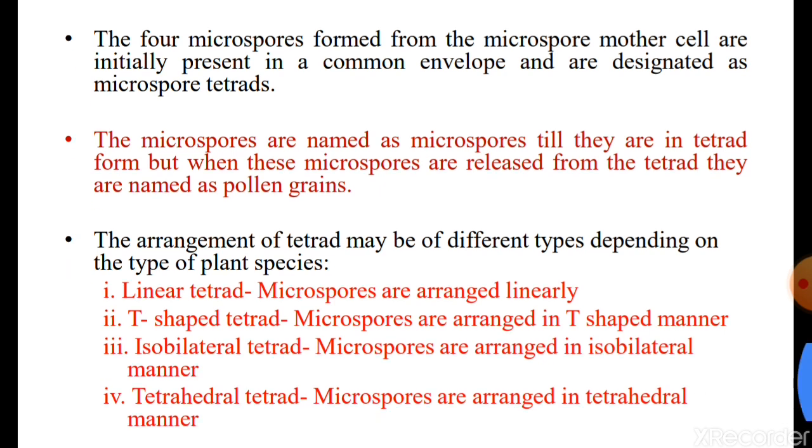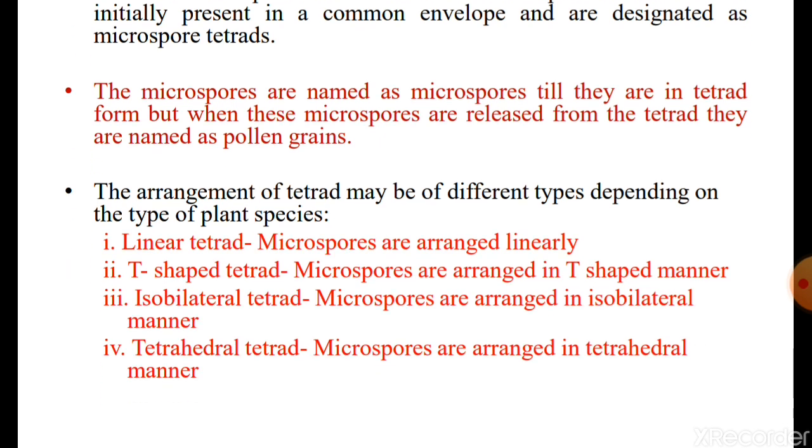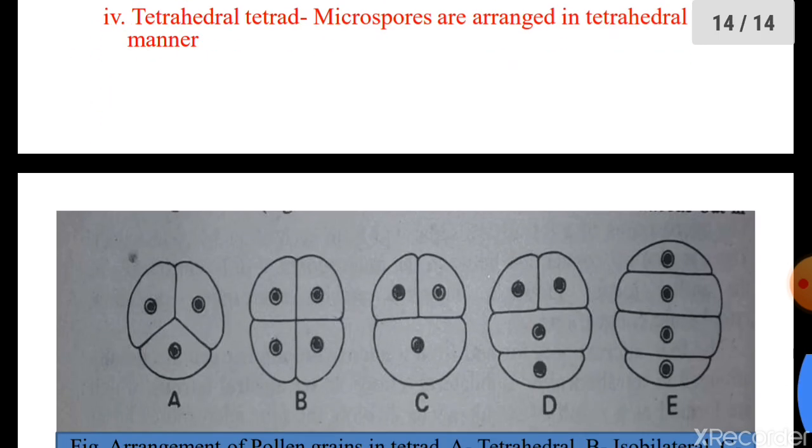The arrangement of tetrad may be of different types depending on the type of plant species. This may be number 1, that is linear tetrad. Here microspores are arranged linearly. T-shaped tetrad, that is microspores are arranged in T-shaped manner. Isobilateral tetrad, that is microspores are arranged in isobilateral manner. Tetrahedral tetrad, that is microspores are arranged in tetrahedral manner.